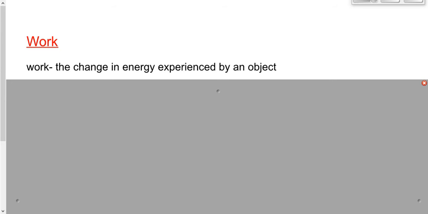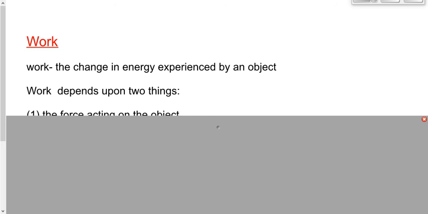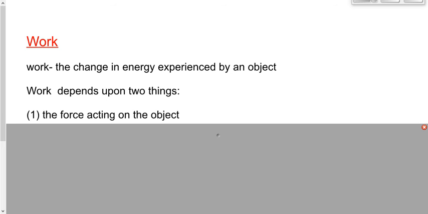What else? How are you going to move that desk? Push it or pull it. So you got to apply a force. In order for work to be done, in order for there to be a change in energy, you have to apply a force. And that force has to cause movement.